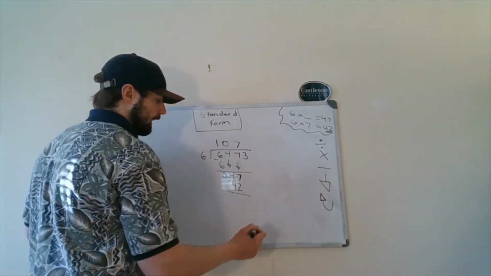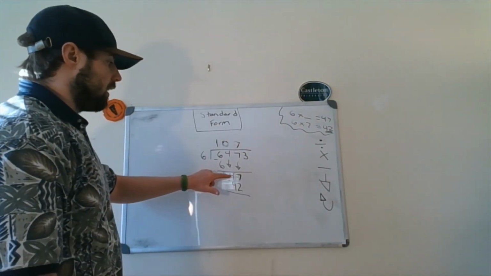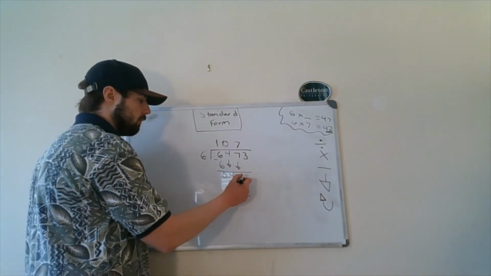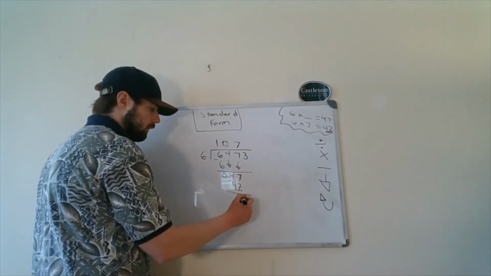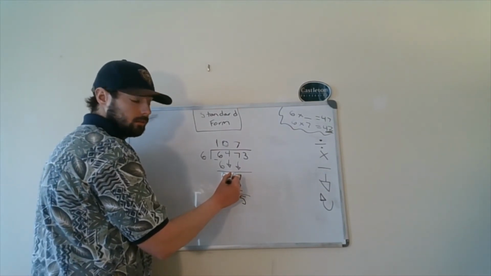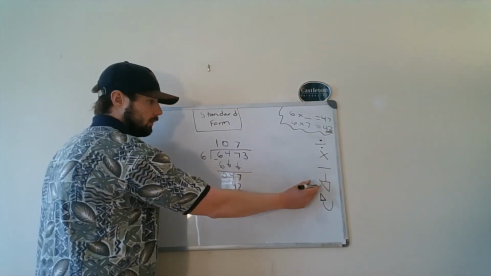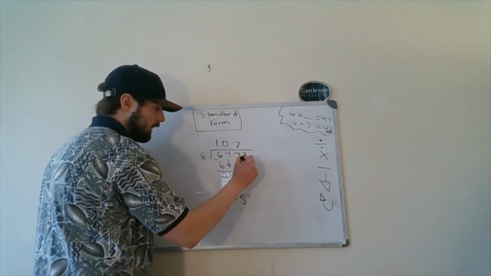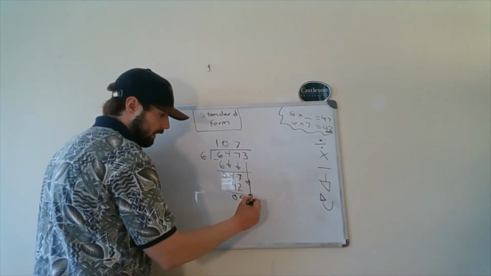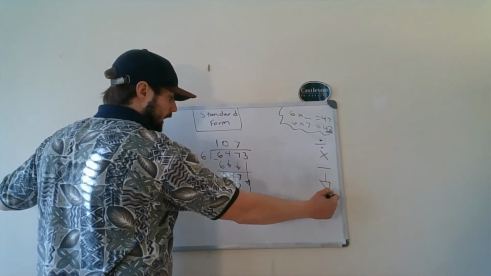Now I need to subtract. So we need to subtract 42 from 47. 2 minus 7 is going to give me what, guys? 5. 4 minus 4 is going to give me what? Nothing. I subtract. What's my next step? I need to bring it on down. I need to bring down my ones all the way down here. Great. And I need to bring it on back.